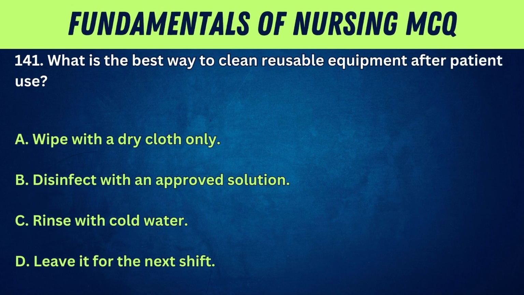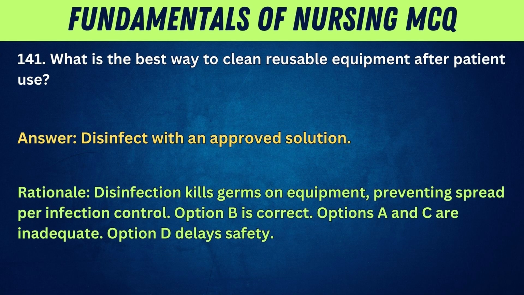141. What is the best way to clean reusable equipment after patient use? A. Wipe with a dry cloth only. B. Disinfect with an approved solution. C. Rinse with cold water. D. Leave it for the next shift. Answer. Disinfect with an approved solution.